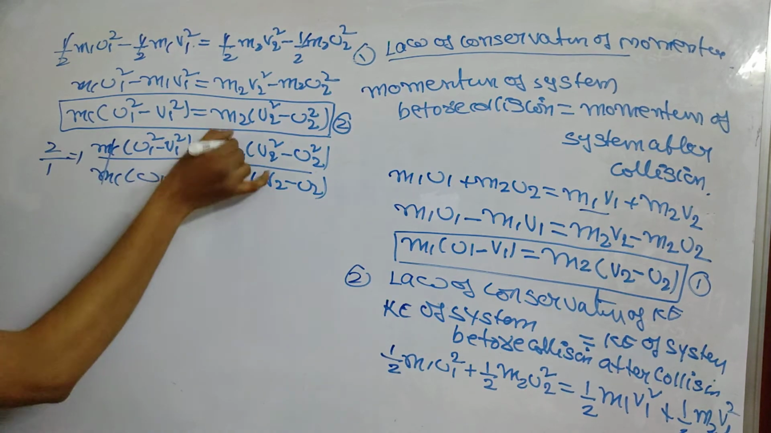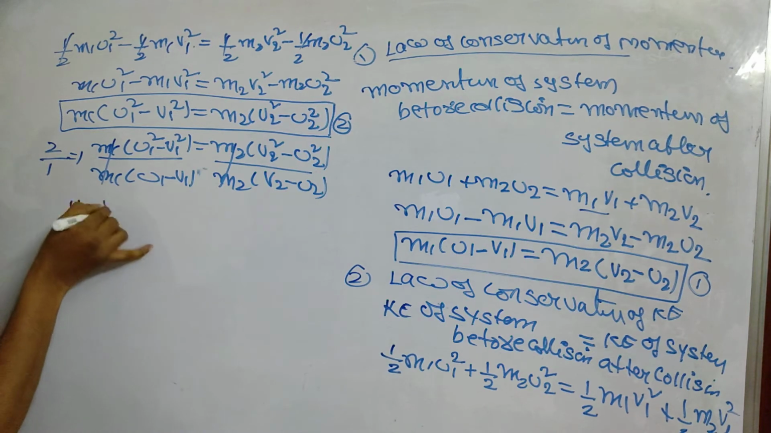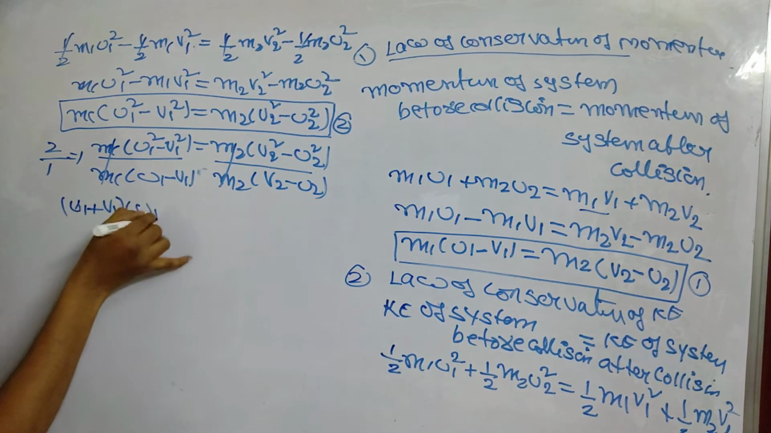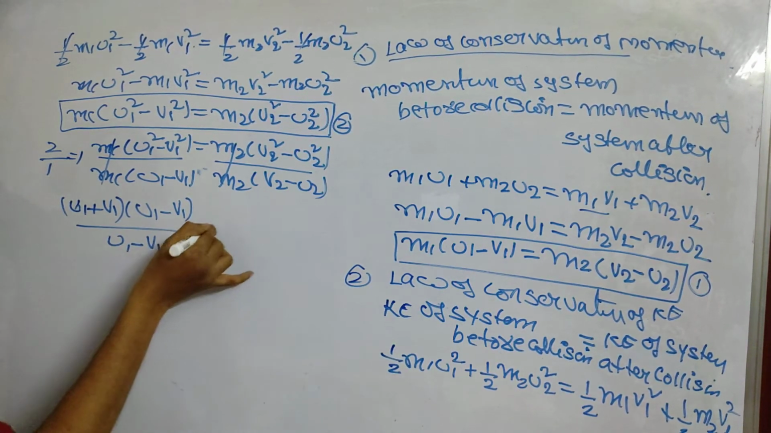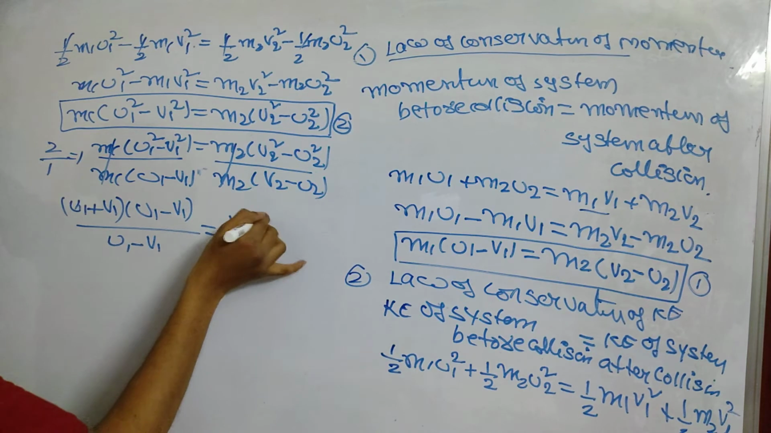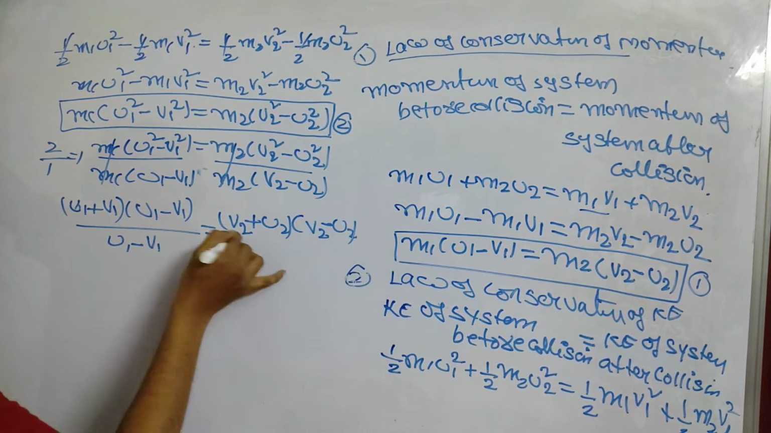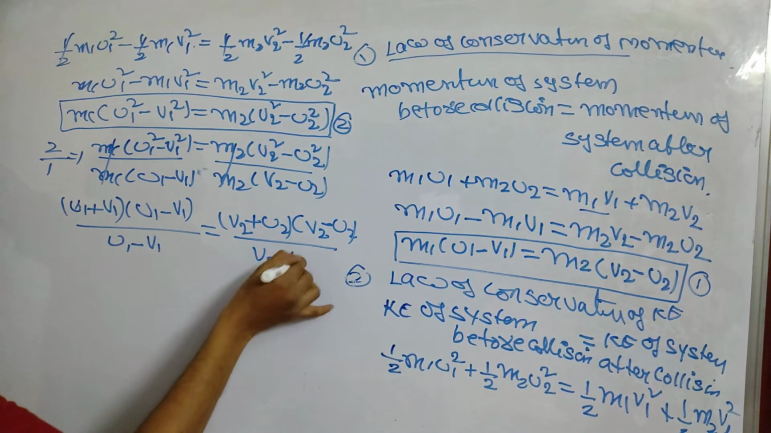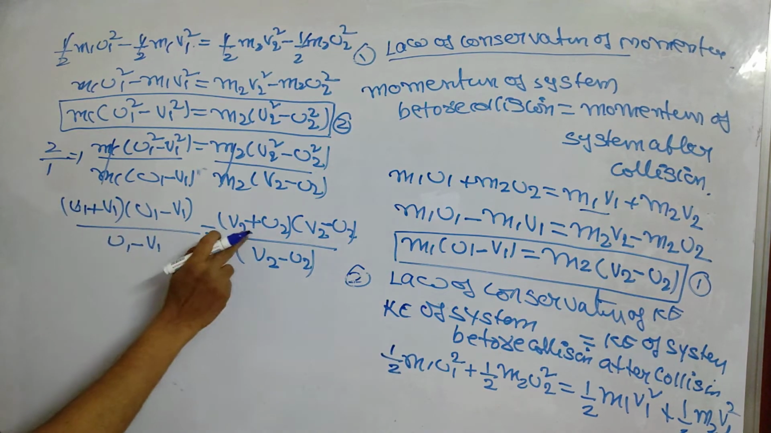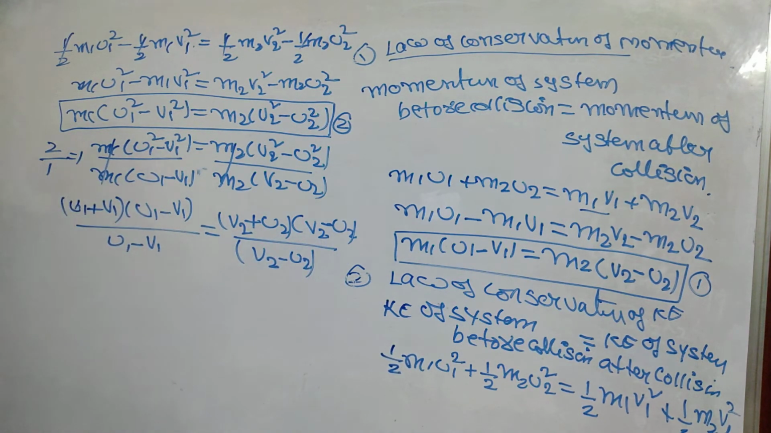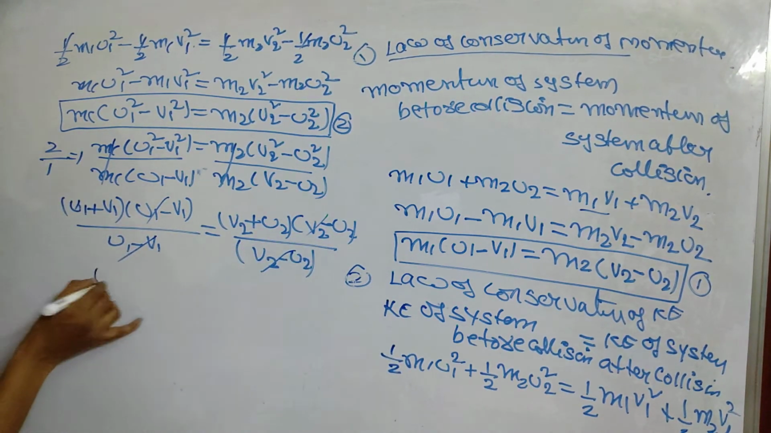Now the m1 cancels, here m2 cancels. You expand this value now: u1 plus v1 into u1 minus v1, divided by u1 minus v1, equals v2 plus u2 into v2 minus u2, divided by v2 minus u2. What form is it? A plus b into a minus b. Here also a plus b into a minus b, because it is a square minus b square form. Eliminate these two values and eliminate these two values.